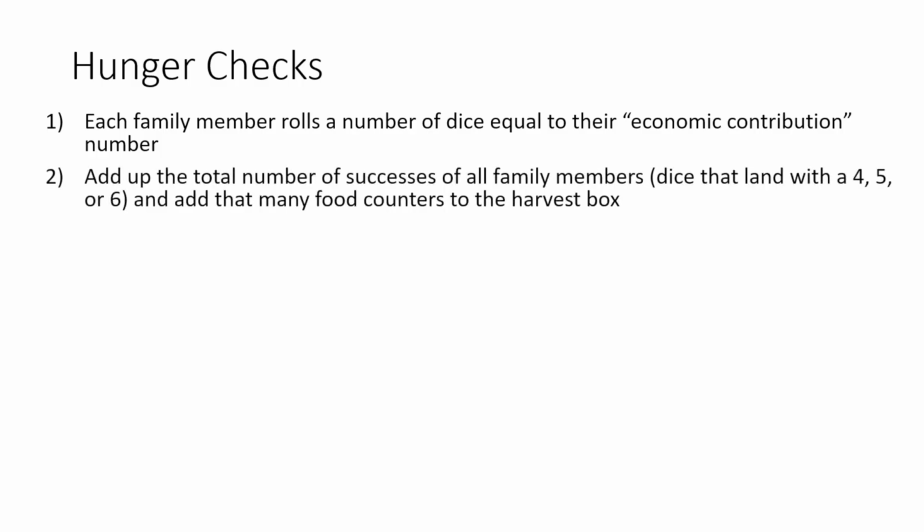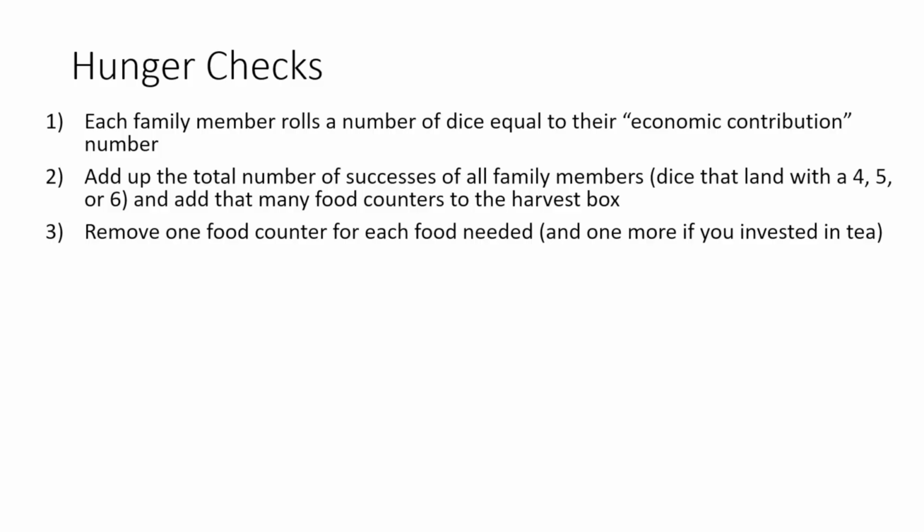Add up the total number of successes of all family members and add that many food counters to the harvest box. Right, so this is where it's nice to have that red and green success and failure chart or board. You would put the dice on there, and let's say you end up with 10 successes. So you remove 1 food counter for each needed, add 1 more if you invested in tea. So you usually start off needing 10 food, and if you got 10 successes, you got it. Everyone was able to eat.